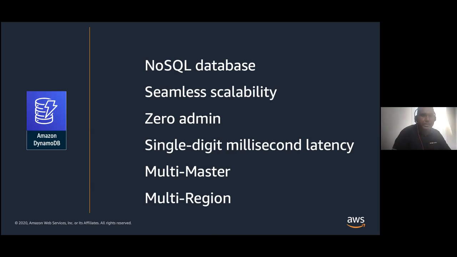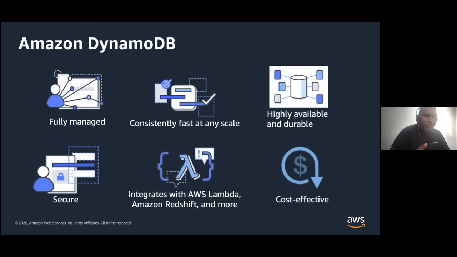So first of all is Amazon DynamoDB. Most of you have probably heard about DynamoDB, or maybe are already working with it if you're working with AWS right now. So what is DynamoDB? It's a NoSQL database right off the bat. It offers seamless scalability, and it's managed. You don't have to do anything to scale up. There's no requirement for an administrator to maintain this database. It has single-digit millisecond latency, and it offers multi-master and multi-region as well. So those are some of the concepts.